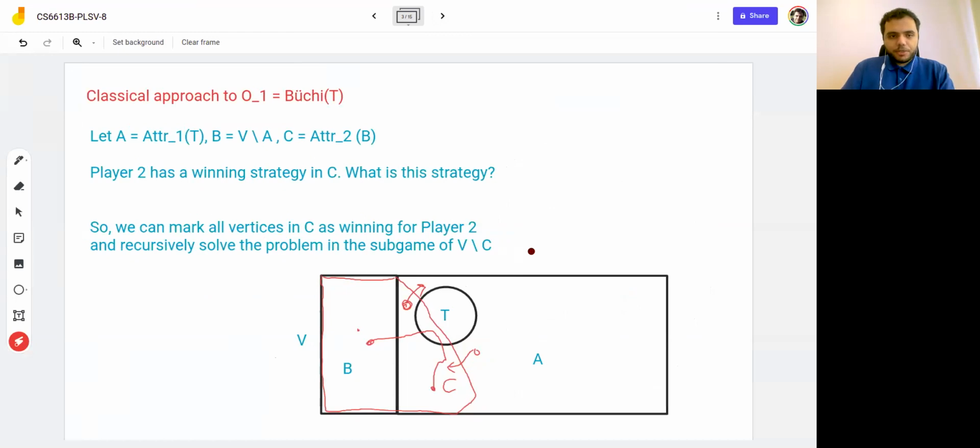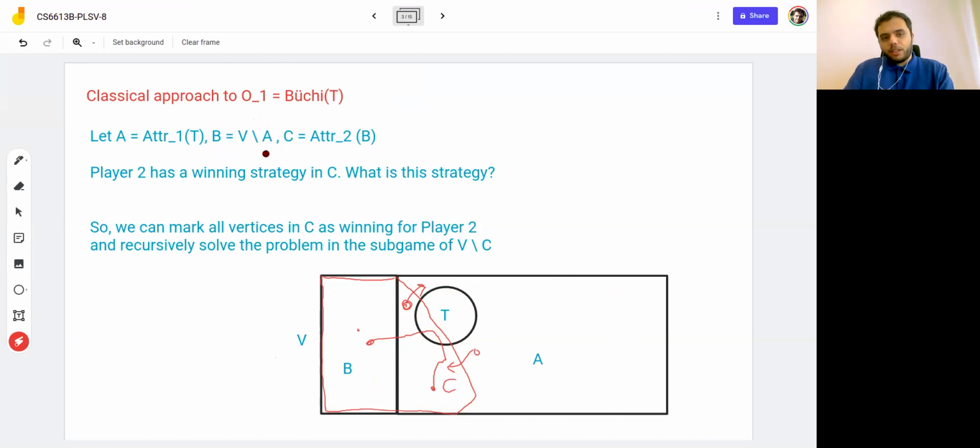Just to remind you what we were doing in the previous session, we talked about the classical approach to solving Büchi. We talked about the case where the objective of player one is Büchi of T, so player one wants to visit the set T infinitely many times. The algorithm that we gave for this problem was a recursive algorithm. We started by saying: take your set T, compute its attractor, which we call A, and then the complement of this attractor is a trap. So B is a trap for player one.